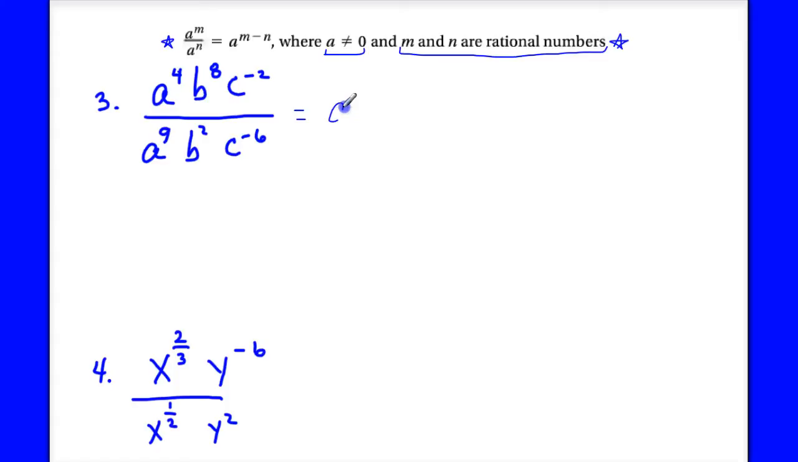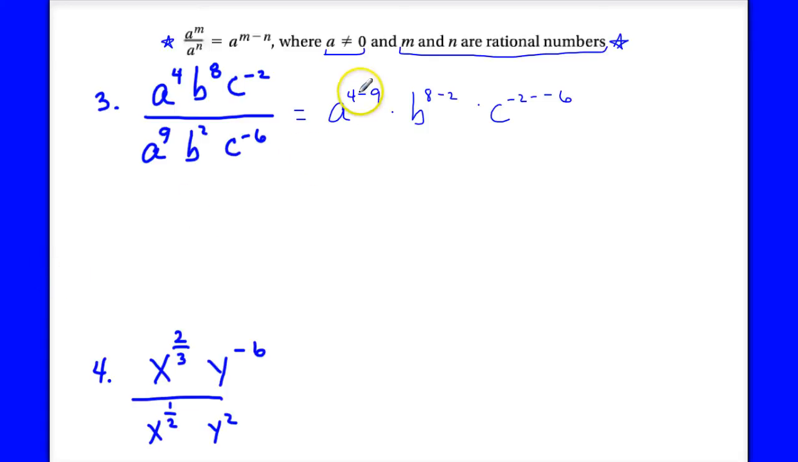So if I apply my shortcut, which means I have to have the same base, if I do, I can subtract the exponent. So I'm going to have a to the 4 minus 9 times b to the 8 minus 2 times c, be careful with your negatives here, negative 2 minus negative 6. Alright, well let's work this out because we're not quite done.